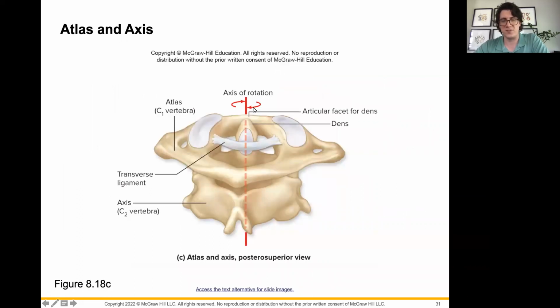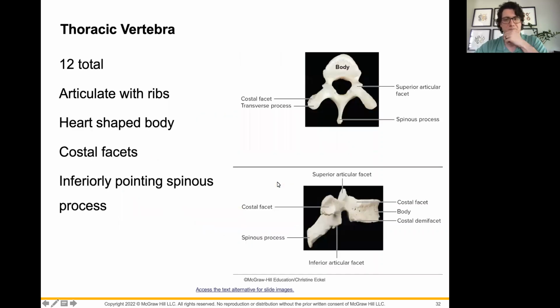So this image is kind of showing you how that axis of rotation is going to occur. So nodding is from the interaction of our skull with Atlas. Turning our head is going to be from the rotation of the Atlas onto the axis. The actual head itself does not move in relation to the bones.